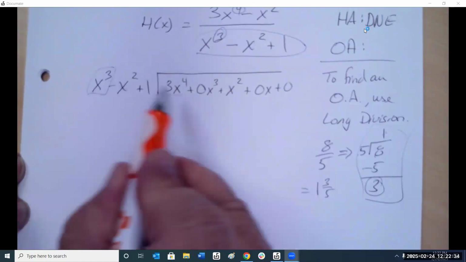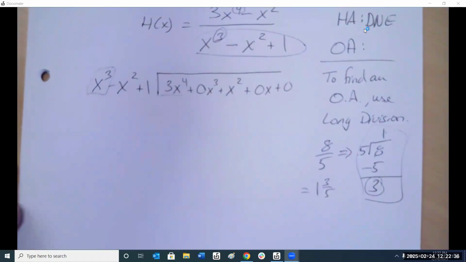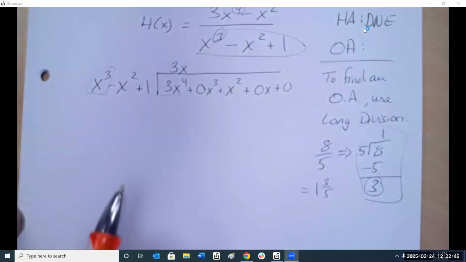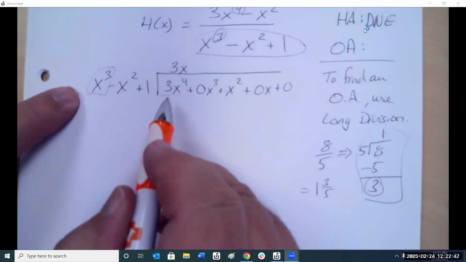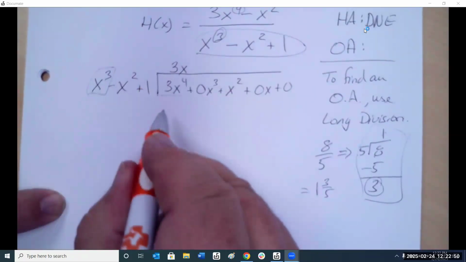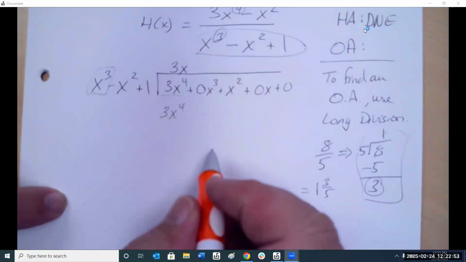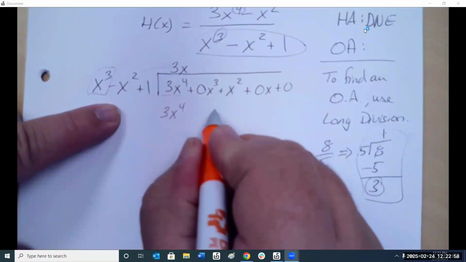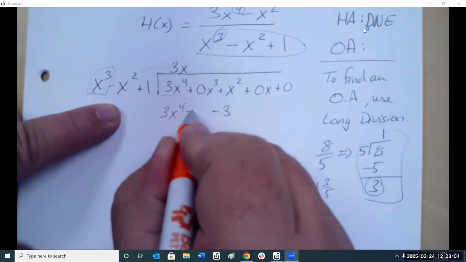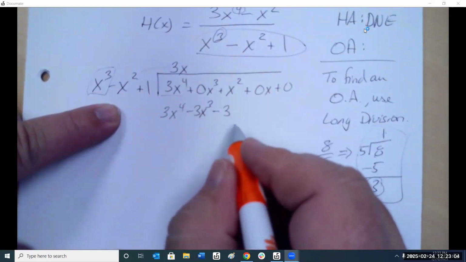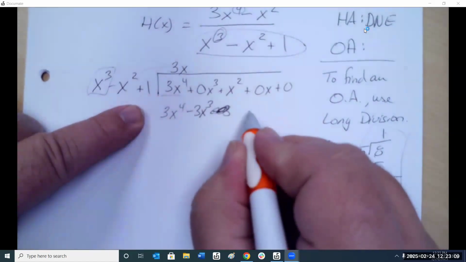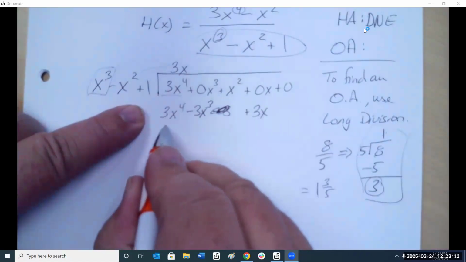What times x cubed gives me 3x to the fourth? Three x, very good. I need one more x. I need a 3. So 3x times x cubed is 3x to the fourth. 3x times negative x squared is negative 3x cubed. 3x times 1 is positive 3x.